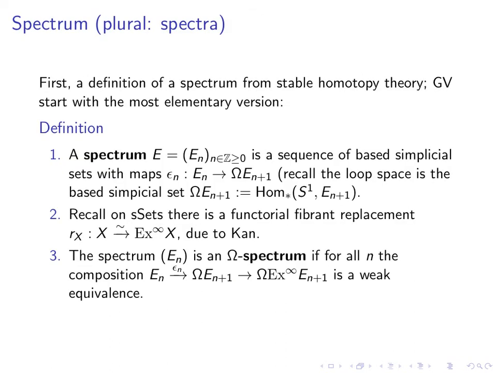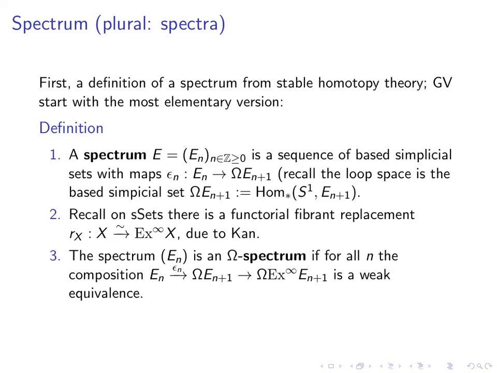Okay, so first of all, introducing the definition of a spectrum. The plural is spectra, and it's a definition arising in algebraic topology, especially used in stable homotopy theory. And there's many variants. Galatius and Venkatesh start with the most elementary version. And so a spectrum is a sequence of simplicial sets, base simplicial sets. That just means we have maps from a point to each E_n. And then, okay, we also have the data of maps from E_n to the loop space of the next simplicial set in the sequence.